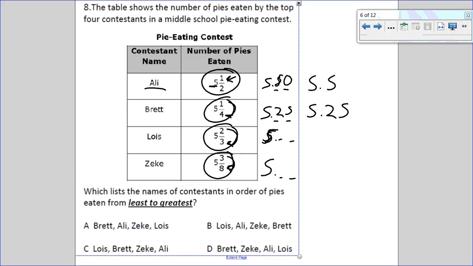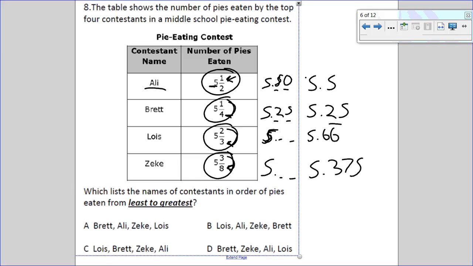5.25. 2 divided by 3 is 0.66 repeating, okay? The 6 actually goes on forever. And 3 divided by 8 is 0.375. Okay, so now we have our numbers. Now we can rank them.